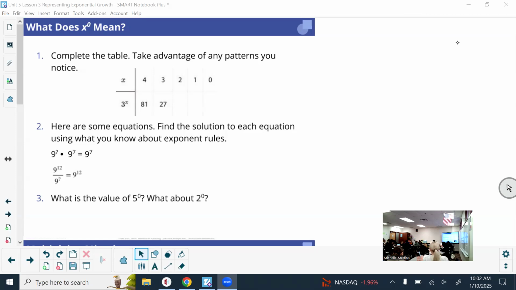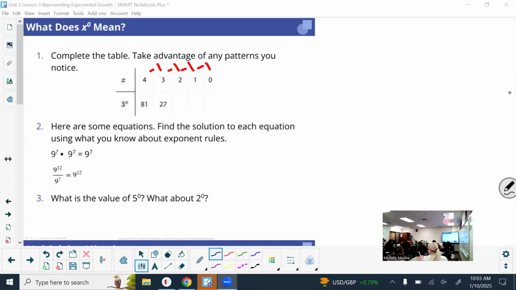All right, nobody? So what is a pattern we can notice? Sometimes we're not looking for something crazy. Sometimes it could be as simple as the x's are decreasing by 1. That's a pattern. Do we see any other patterns? Or notice anything else that's different than what we normally see?